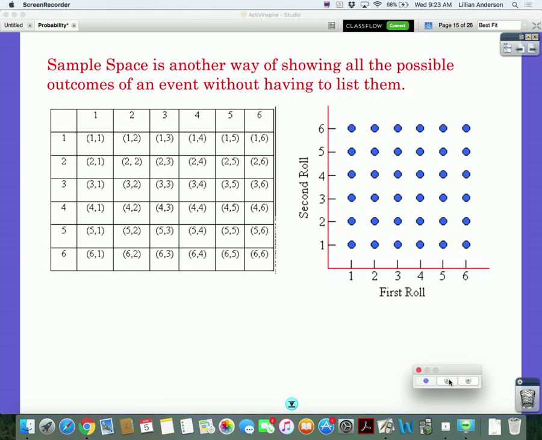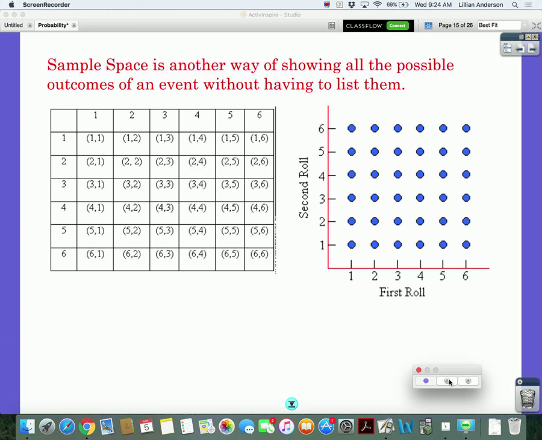So sample space is another way of showing all the possible outcomes of an event without having to list them, okay? Sample spaces could be, say you have two 6-sided dice. This particular sample space, the one on the left, represents all of the possible outcomes you can get by rolling these two dice. And the one on the right is another sample space that represents the particular outcomes using dots instead of the actual numbers themselves.